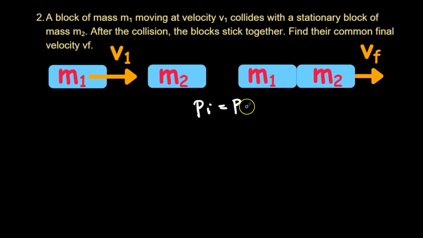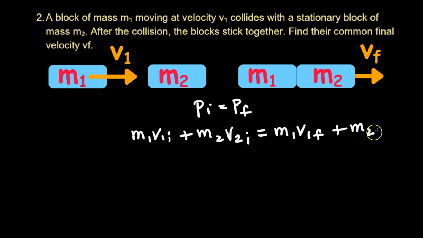In this problem, we're going to use the conservation of momentum, which states that the total initial momentum equals the total final momentum. We can write momentum as m times v. On the left-hand side, we have the initial momentum. On the right-hand side, we have the final momentum. And since object 2 initially is at rest, we can set the initial momentum of object 2 to be 0.